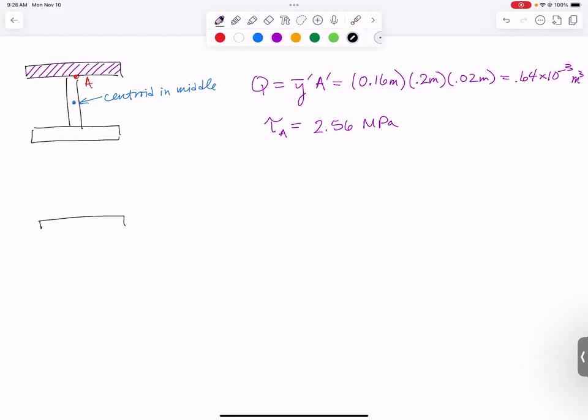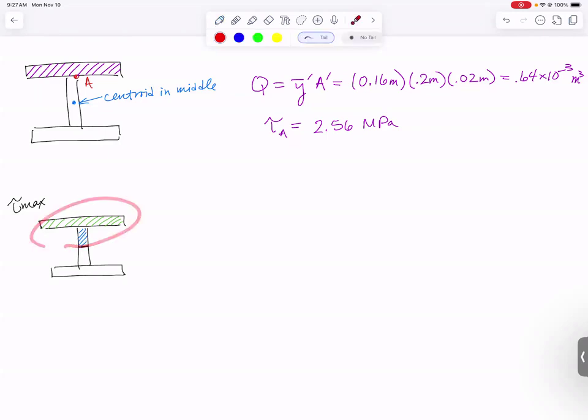Draw the cross section again. And to find tau max this time, tau max always occurs at the centroid for a transverse shear in beam problem. So we need to cut it at the centroid and shade everything above or below. Let me use a different color. I'm going to shade everything above, and I'm going to end up breaking this up into 2 rectangles, so let me use 2 different colors. To find Q, I actually need to use both of these shapes.